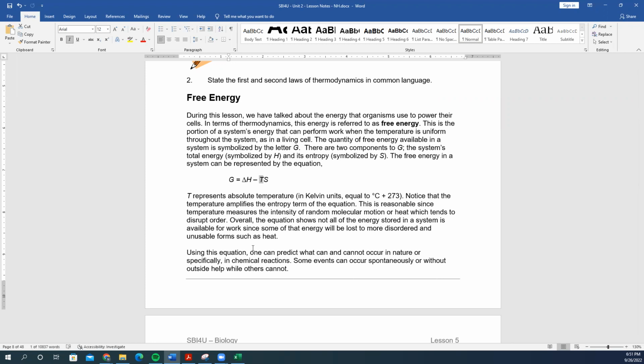And molecular motion produces heat, which tends to be a disruption to order. It disorders things. So overall, this equation shows that not all of the energy of the cell is stored in the form of available work, since some of that energy will be lost to more disorder. The factor S is for disorder or entropy.